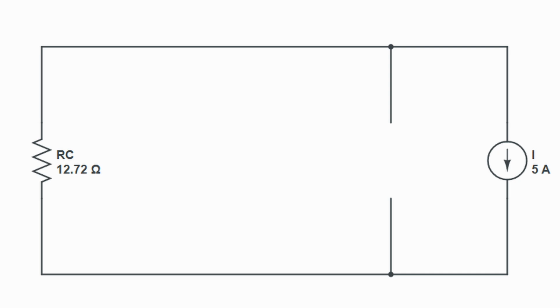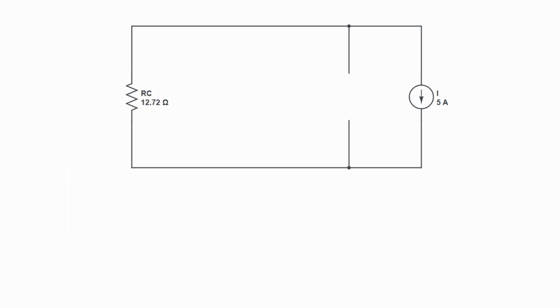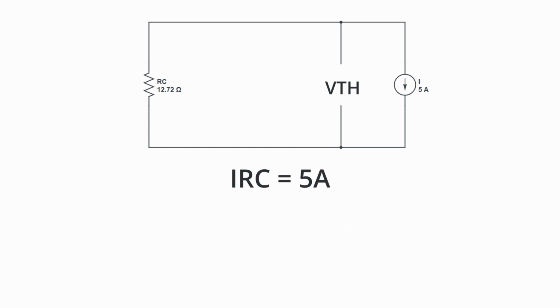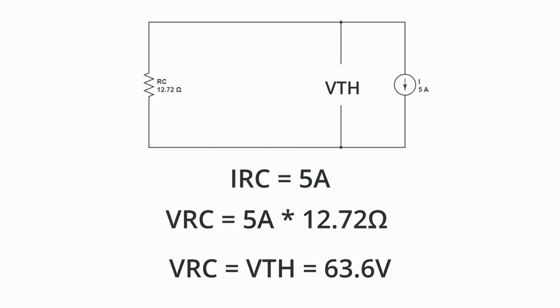Well, if you have been very attentive, you probably already know the answer, which will be that we need to obtain RC voltage since it's the same as Thevenin voltage, due to it being the same as the difference in potential between these two terminals. Since 5 amperes will flow through RC, we just have to multiply the current by the resistive value, which gives us a total of 63.6 volts.